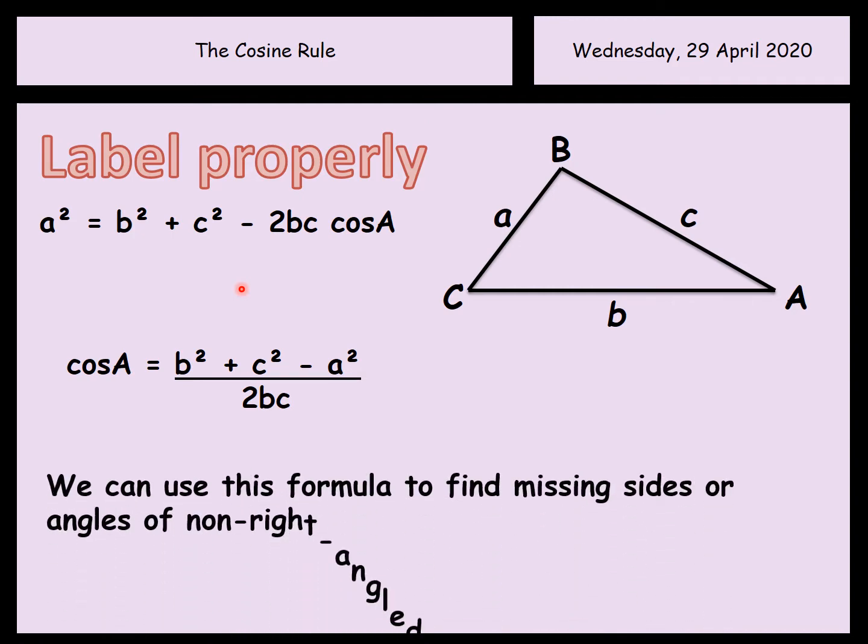So what we're going to do with this is we're going to use this formula to find missing sides or missing angles of non-right angled triangles, a bit like the sine rule. So if you've not done so already, I'd definitely pause the video at this point, jot these two things down, draw your picture, and then we'll do a couple of examples.